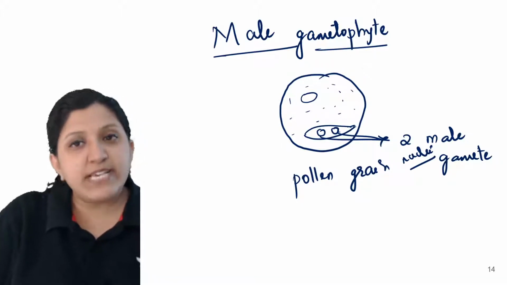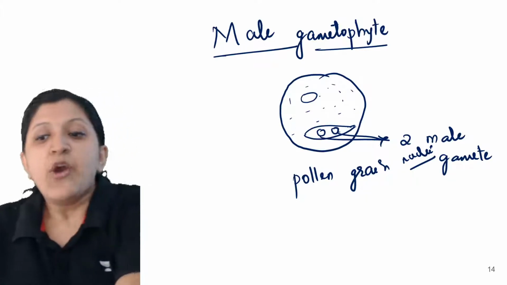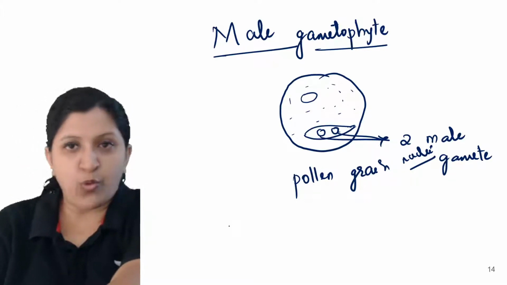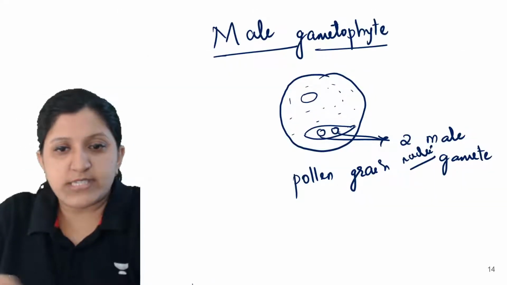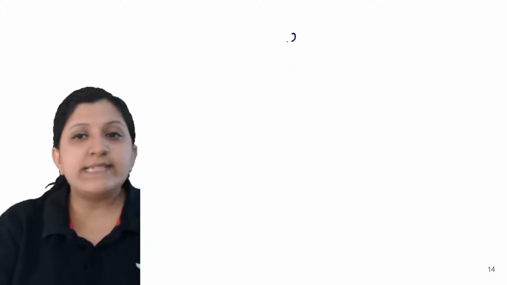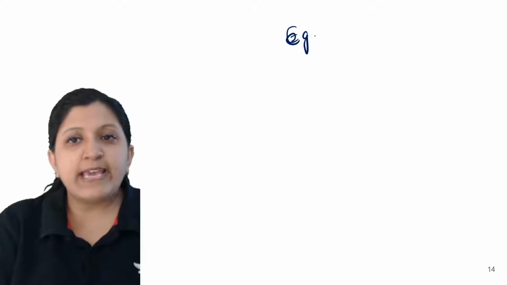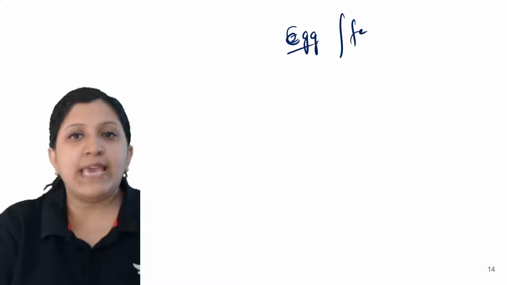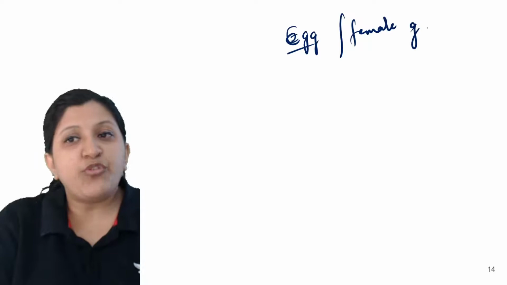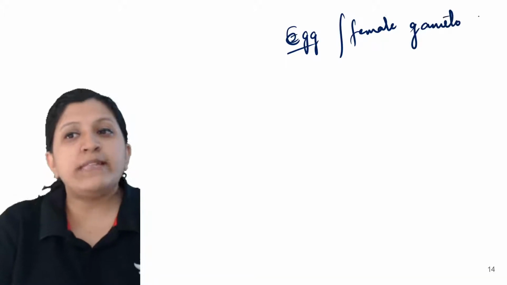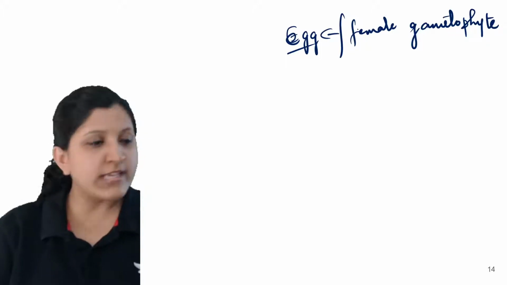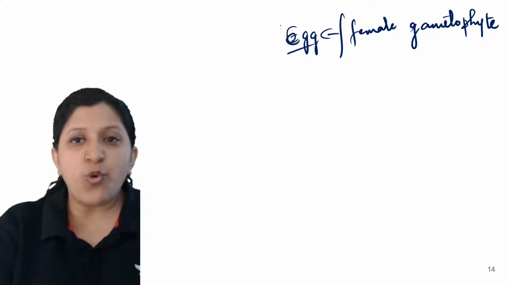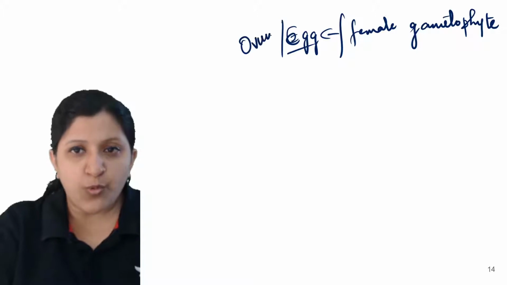Now this pollen grain is the one which is going to fertilize the ovum. Let's see where exactly you find the ovum. I'll explain it here itself. Where exactly is the egg? The egg, or the female gamete, is present in the female gametophyte, which we will also see. In that female gametophyte you can find an egg. That is the ovum, so we can also call it an ovum.